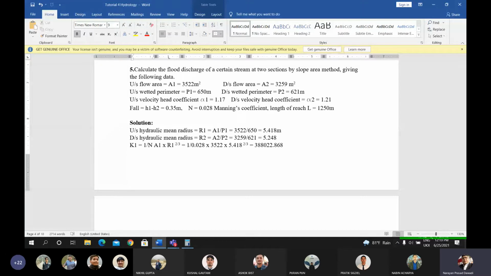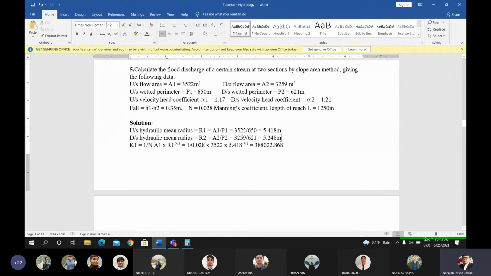Now for the upstream hydraulic mean radius, first of all we have to calculate it. Upstream hydraulic mean radius is denoted by R1, and R1 is equal to A1 divided by P1. That value is 5.418 meter. Now the downstream hydraulic mean radius will be R2. R2 is equal to A2 by P2, which is 3259 divided by 621. You will get the value of 5.248 meter. This is the hydraulic mean radius for section 2.